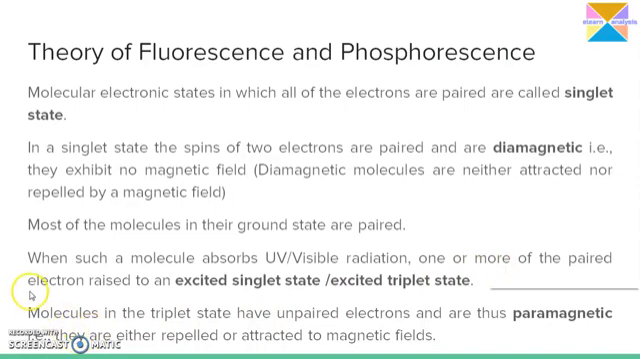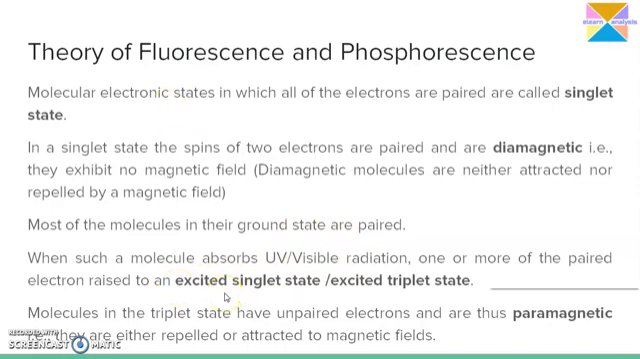So when they absorb the UV radiation, let me tell you, not all molecules show fluorescence or phosphorescence. Only some molecules with some electronic parameters, only some molecules which absorb the UV visible radiation, will tend to show this fluorescence or phosphorescence. So a molecule should be excited by this UV visible radiation, only then will it show fluorescence.